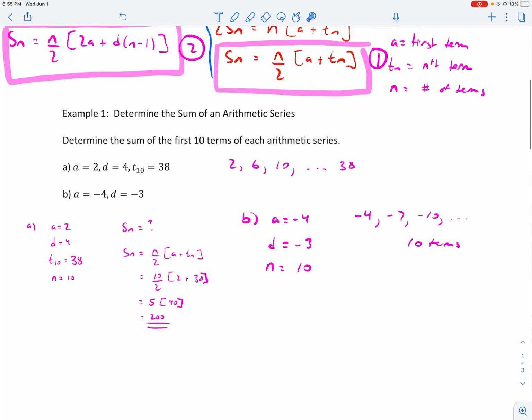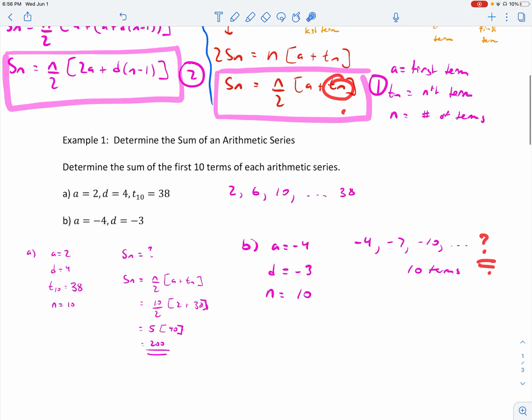All right, so I can't use this formula here because I don't know that last term in the series. I don't know t of n, the last term. So luckily we have this formula here, where all I need to know is the number of terms, n, which is there and there. And I need a and d. A is here and d is there. So we're good to go. We have everything we need to use that second formula.